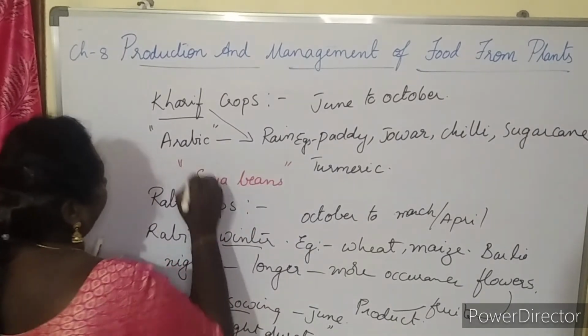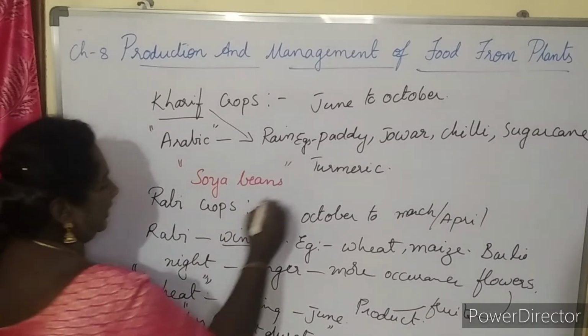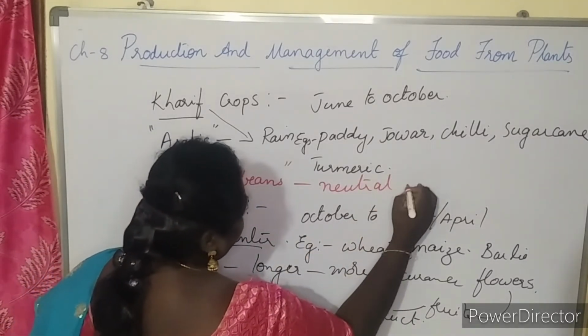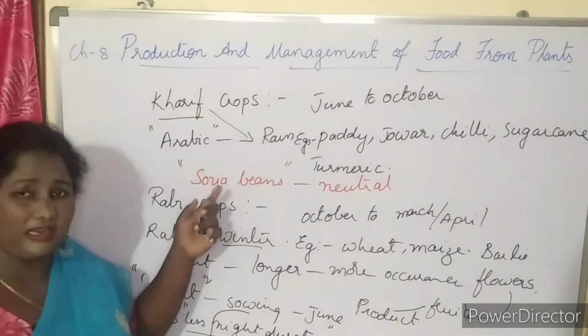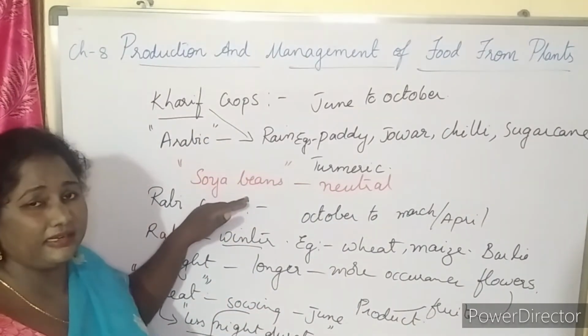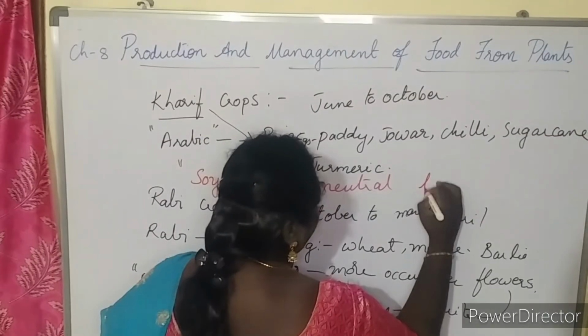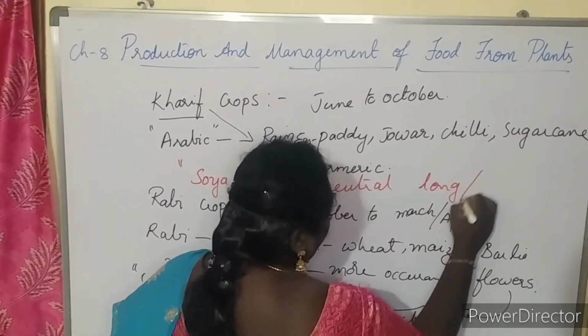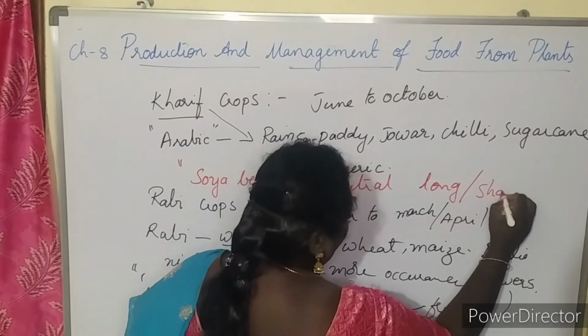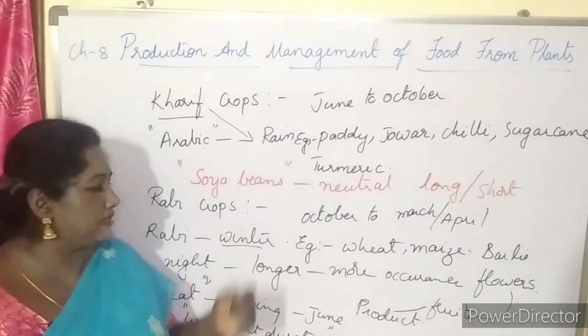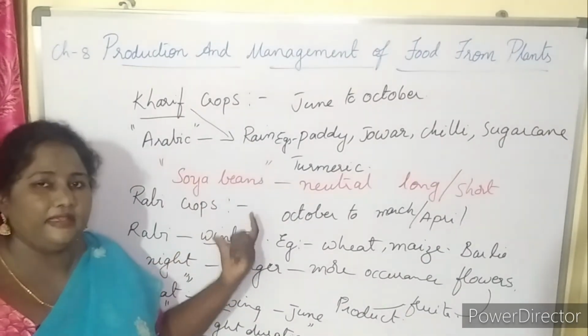So this type of soya bean is called a neutral plant, a neutral crop. Neutral in the sense that the night duration doesn't matter. Either the night duration is long or short, it doesn't matter. It will give its usual production. So this is the point we can add here in this chapter.